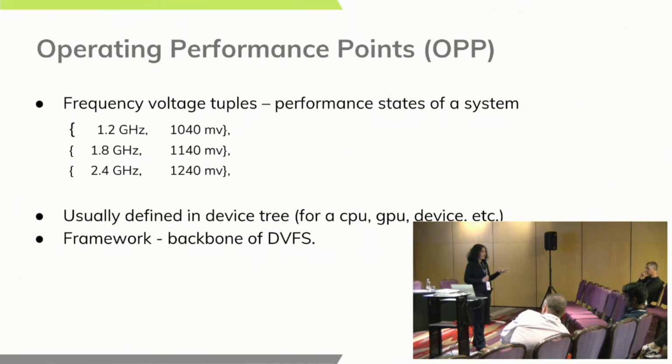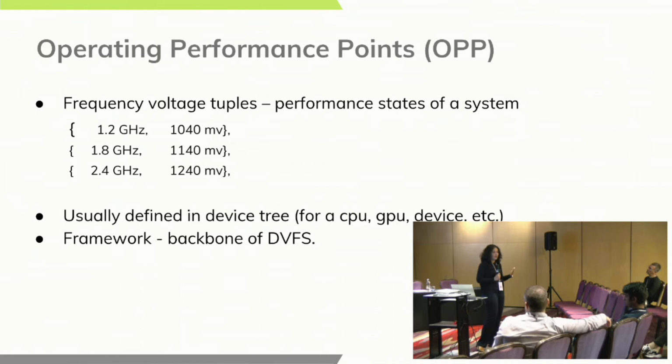If you look at the DT entries for the devices that have different operating points, you will see the OPPs defined in the device tree. And the kernel has an OPP framework which deals with OPPs for various devices, and this forms the backend for active power management, which is also called DVFS, or dynamic voltage and frequency scaling.